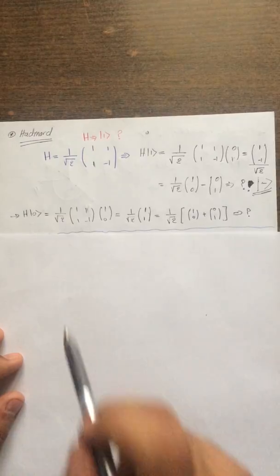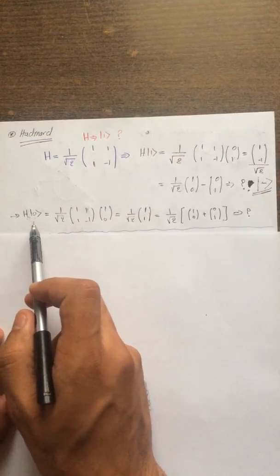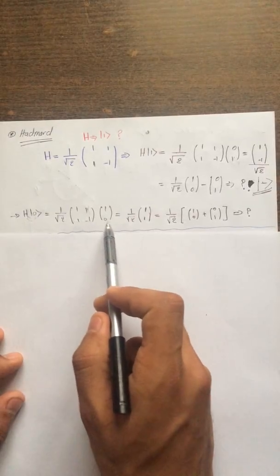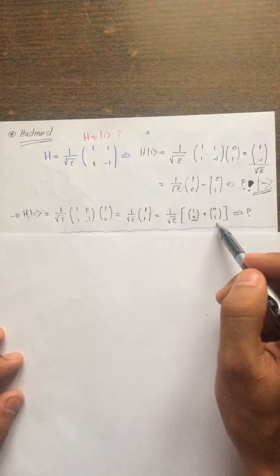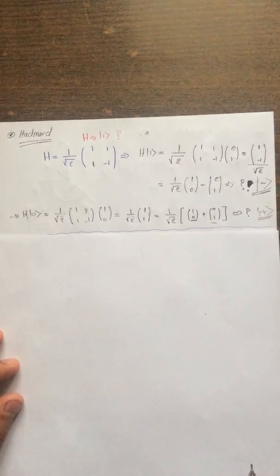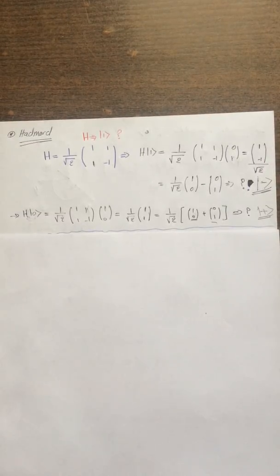What about the 0? I applied the Hadamard operator on 0. Check it, think for yourself here, and you find that this is the plus sign. And this is what we call the Hadamard basis. So the Hadamard transforms zeros and ones into plus and minus respectively.